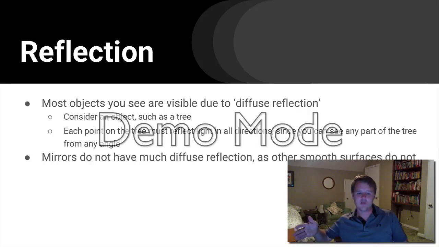Mirrors do not have much diffuse reflection, as other smooth surfaces do not, such as my desk here. It must not have much diffuse reflection because it is really smooth. I can tell it has a lot of glare.